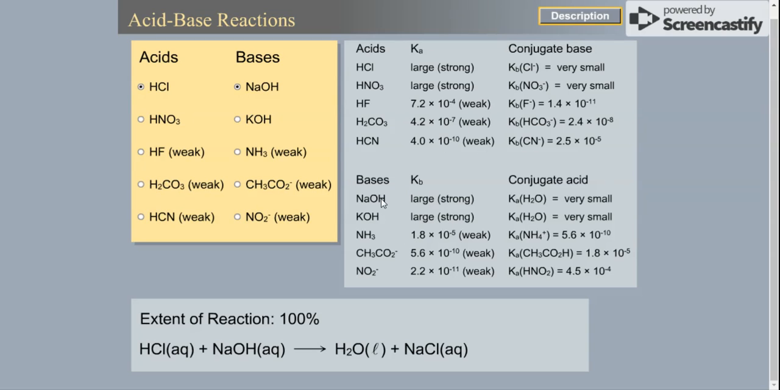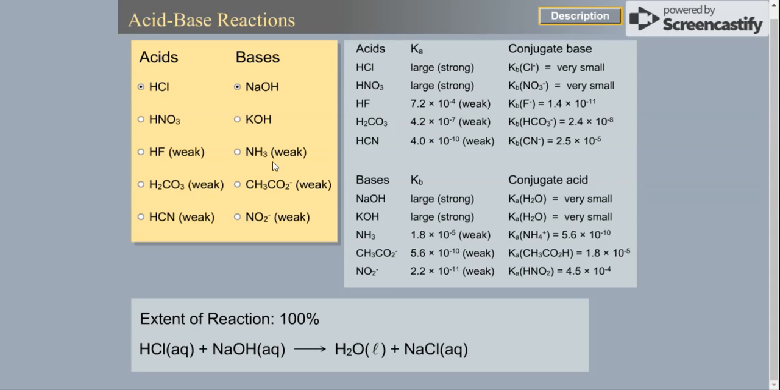Similarly for bases, for very strong bases, the equilibrium position lies very far to the right, and so there is no reverse reaction. But the weaker the base, the more likely the cation or the conjugate acid is likely to react with water and therefore have the reverse reaction.